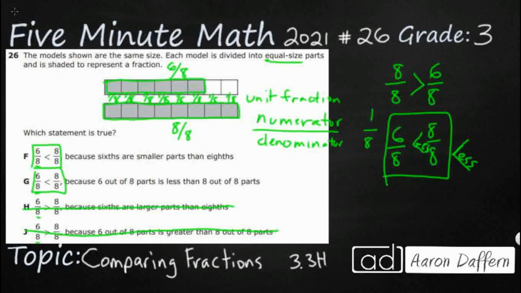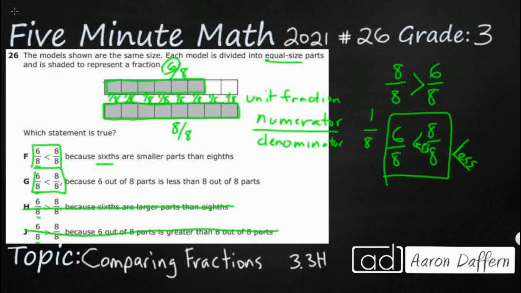So let's take a look at F. Because sixths are smaller parts than eighths. Well, 2 problems here. Sixths are not smaller parts than eighths. Second problem, we're not dealing with sixths. We do have 6 as a numerator, but we're not dealing with sixths at all. We're dealing with eighths and eighths.